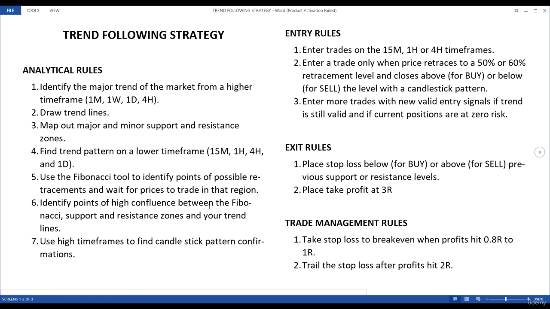You have to identify your areas of confluence where these things meet. Okay, so if it's a valid retracement point, you will see that it falls on a 50% Fibonacci level or a 61% Fibonacci level, and you see that there are possible reactions at that level where you see multiple demand and supply zones or support and resistance zones, right?